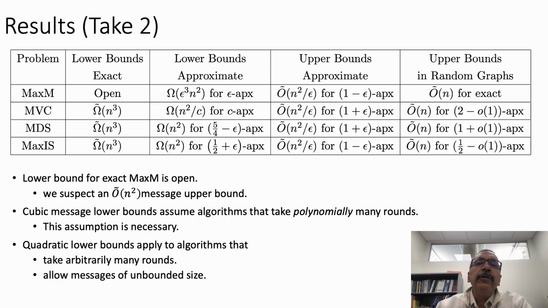I am now ready to restate our results more completely and more precisely. Basically, this table shows all our results, all of which apply to the CONGEST model, though some of our lower bounds even apply in a stronger model. I first want to draw your attention to the fact that while we have cubic lower bounds for exactly solving minimum vertex cover, minimum dominating set, and maximum independent set, we don't have a cubic lower bound for maximum matching.